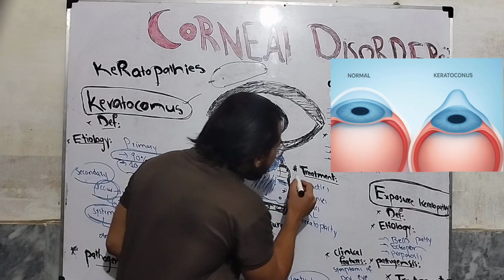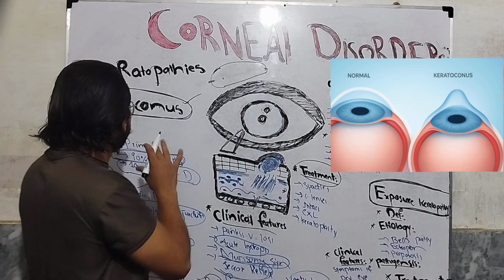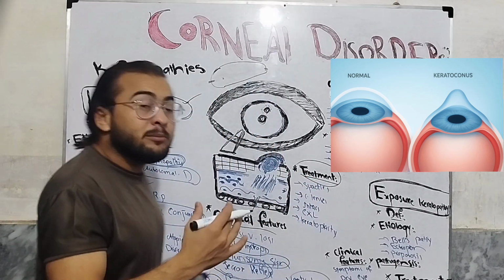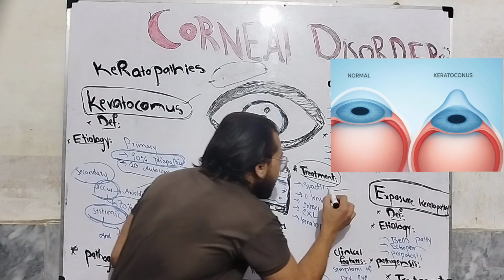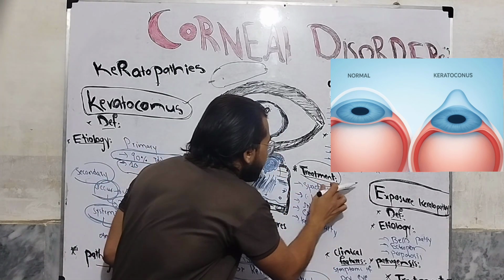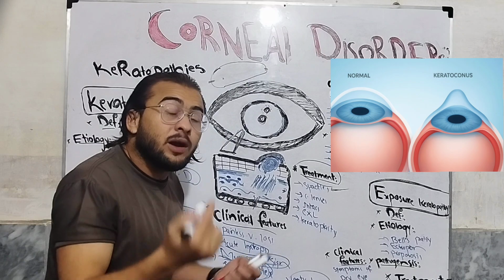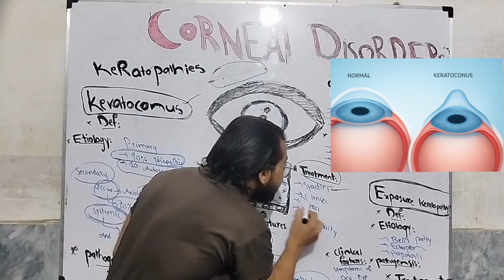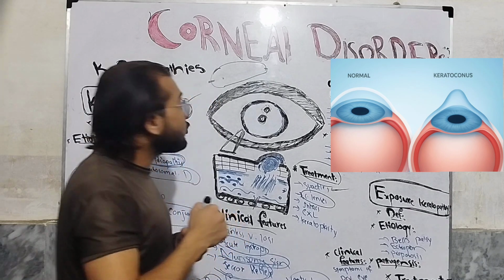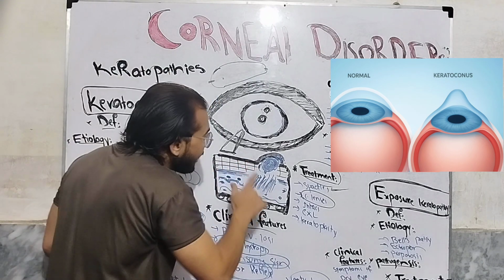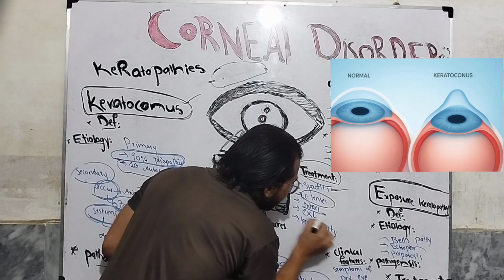Now how can we treat the condition? How can keratoconus be treated? It can be treated by spectacles, by glasses. So we can correct the myopia and astigmatism with glasses. Astigmatism can also be treated with rigid contact lenses, and the shape can be altered by intacs.